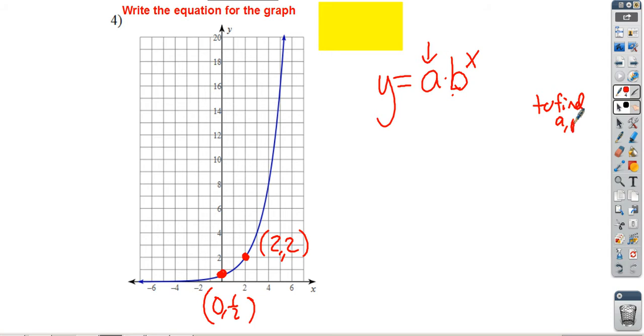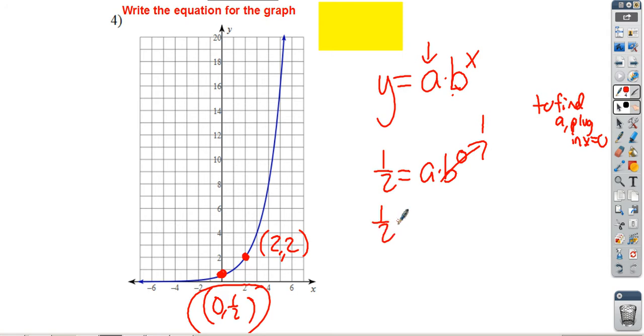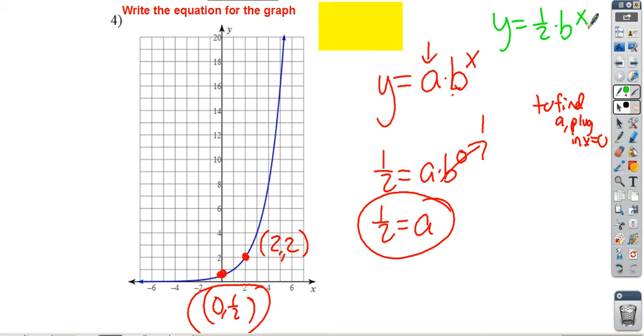To find a, we start by plugging in x equals 0, and you'll see why. Here's the point we want to plug in, so y equals 1/2, and x is equal to 0. Why do we do that? Because b to the 0 equals 1, so that's the same as 1/2 is equal to 1 times a, or 1/2 equals a. So now I'll put the answer up here: y equals 1/2 times, and we still don't know what b is. That's the next task we have to do.